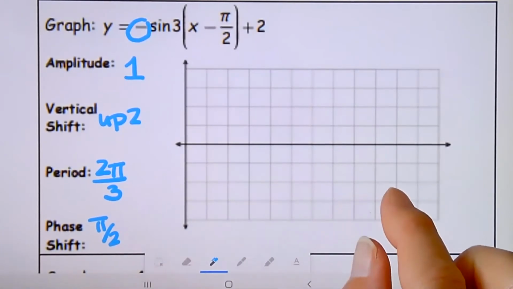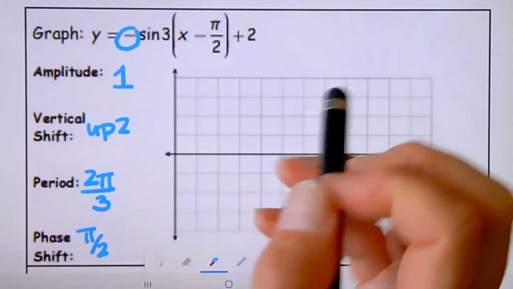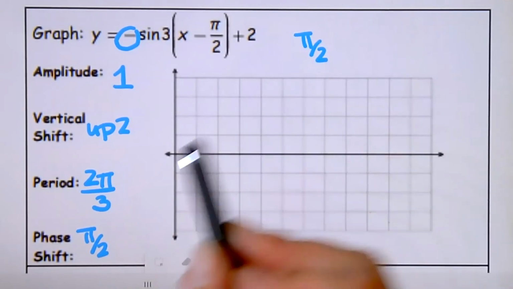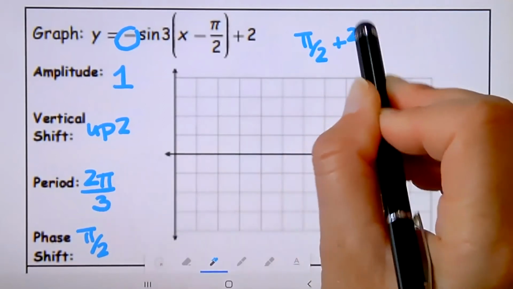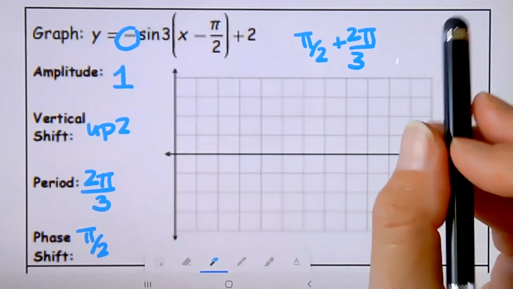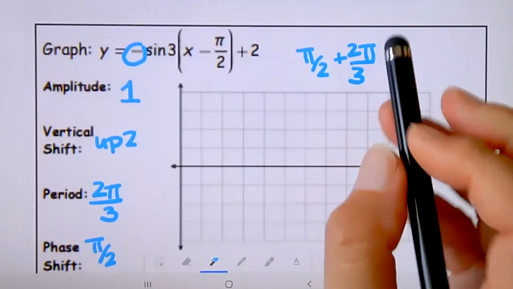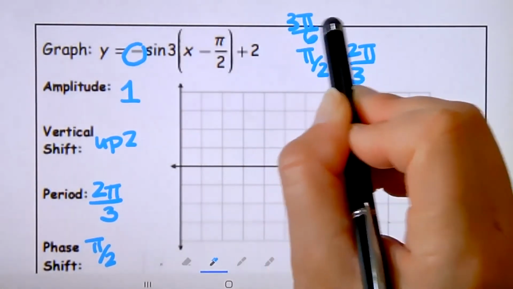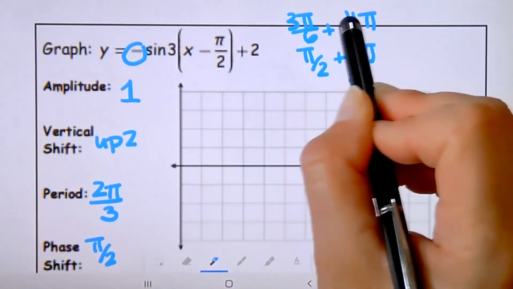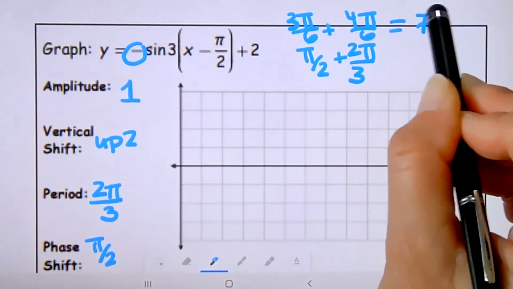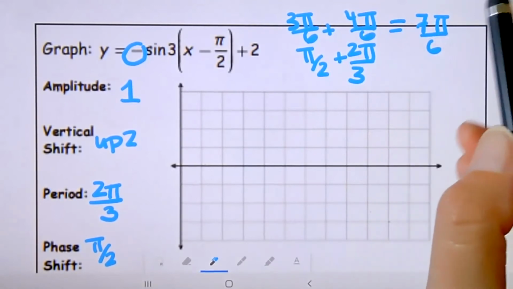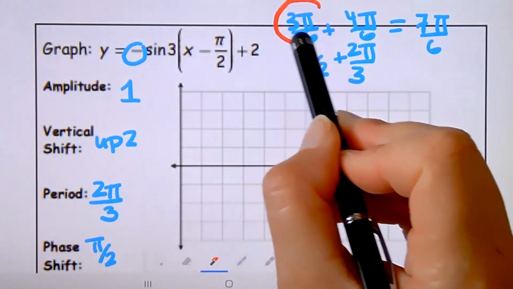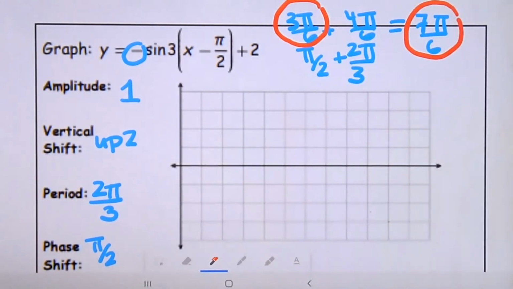So the first thing I'm going to do is figure out where I'm going to be starting, at pi halves. Where am I going to be ending? Well, my period is 2 pi thirds, so I'm going to be adding this together. I'm just going to scooch this down and write a little above this. So these are both over 6. This would be changed to 3 pi over 6, this would be 4 pi over 6. So I'm going to be ending at 7 pi over 6. So I'm going to be starting at 3 pi over 6, and ending at 7 pi over 6.